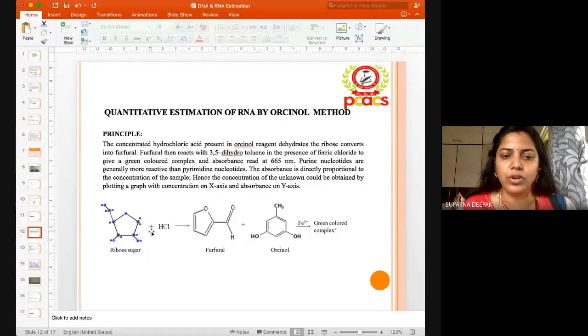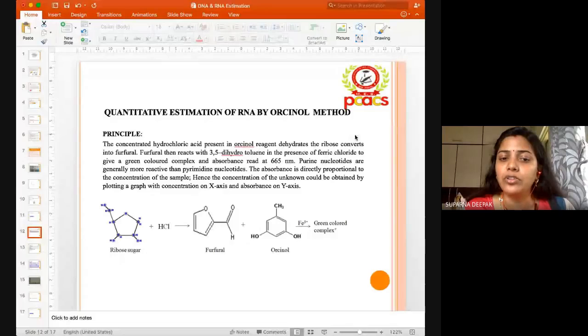So you have this acidic reaction taking place in the presence of hydrochloric acid. The sugar is ribose in the case of RNA, right? In the case of DNA, it was deoxyribose. So there, the sugar is going to react, and when it reacts with the orcinol reagent, it will give you a furfural.